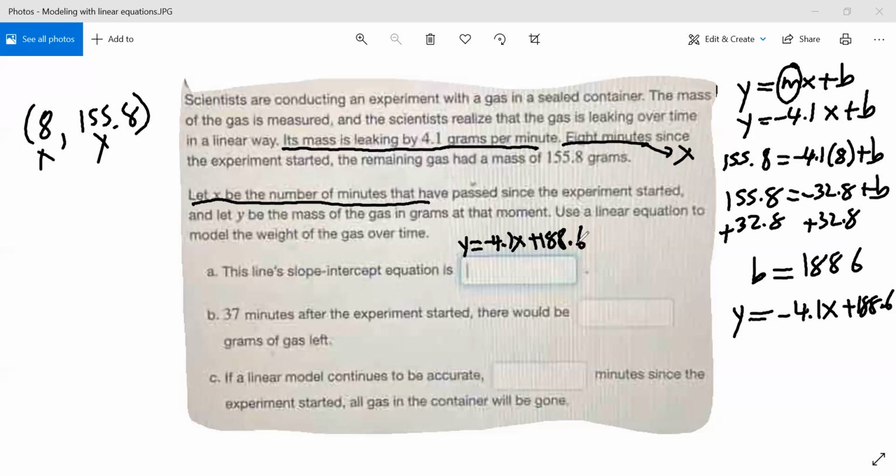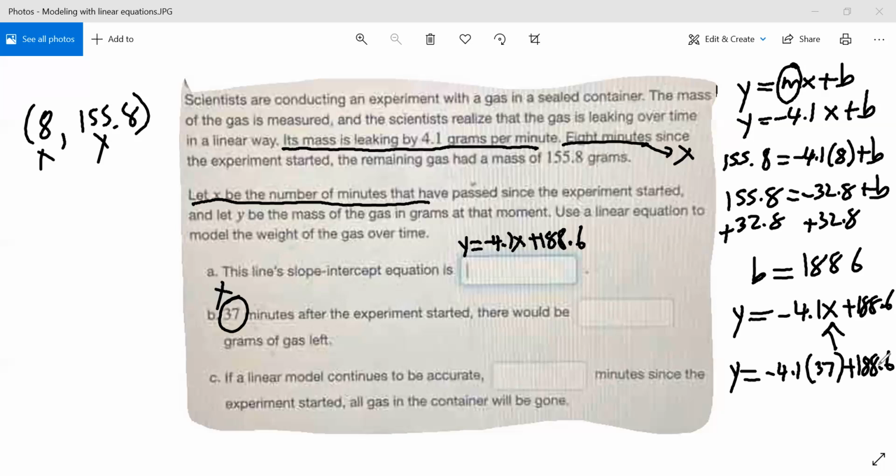Part B says 37 minutes after the experiment started, how much gas will be left? So this is your X value. You're just going to plug that in here. This is your equation. Now, for any number of minutes, you will find the amount of gas. Okay, so y equals negative 4.1 times 37 plus 188.6. So let's just go ahead and compute that. And that will be, okay, 4.1 times 37.